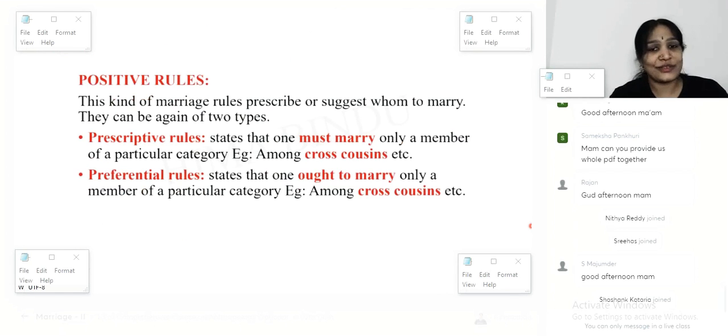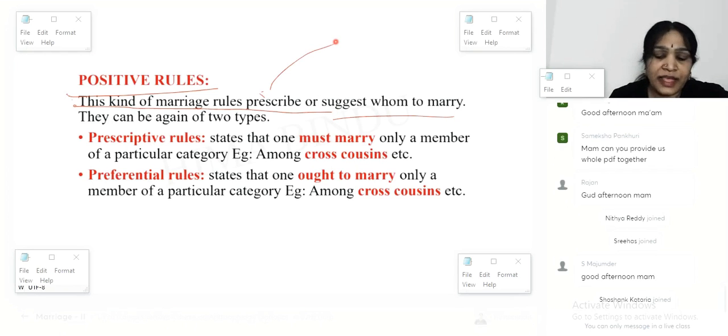Now, whatever I already explained, let us give it a reading from your notes. Positive rules. This is all I have already explained. I'm just giving it a reading of how the notes are. This kind of marriage rules prescribe or suggest whom to marry. If they prescribe, then they are called prescriptive rules. If they suggest, they are called preferential rules.